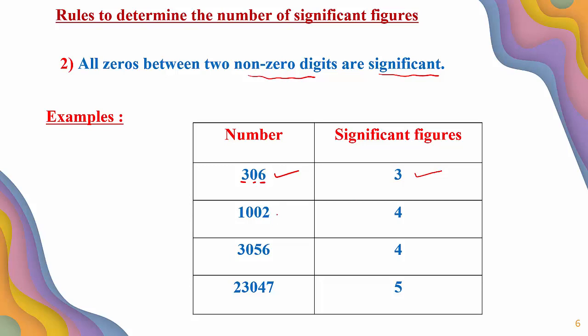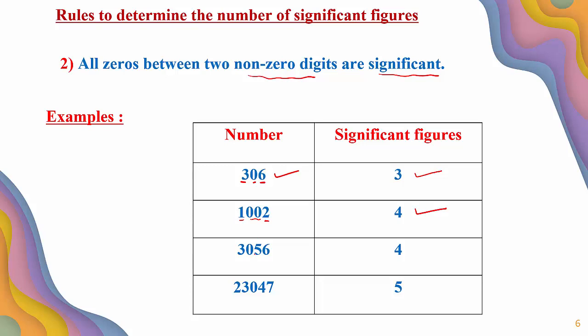Then the second example, 1002. 1 and 2 are non-zero. In between the non-zero digits, there is a 0. All zeros between two non-zero digits are significant. So totally how many significant figures are there in the second example? 1, 2, 3, 4. So totally 4 significant figures.